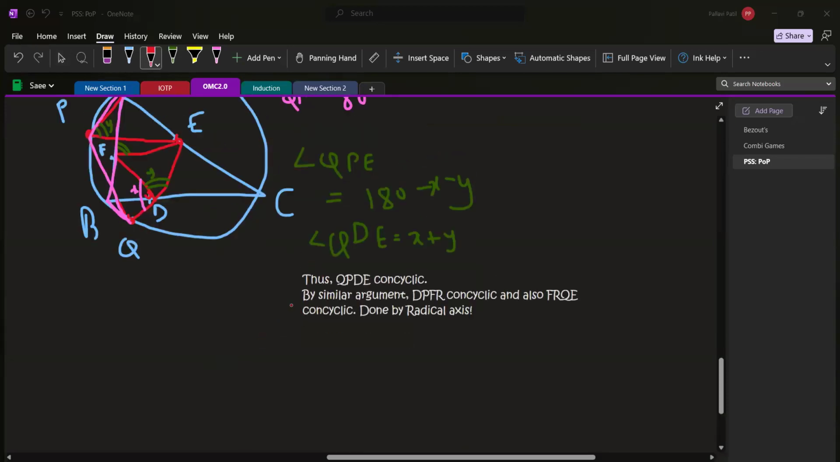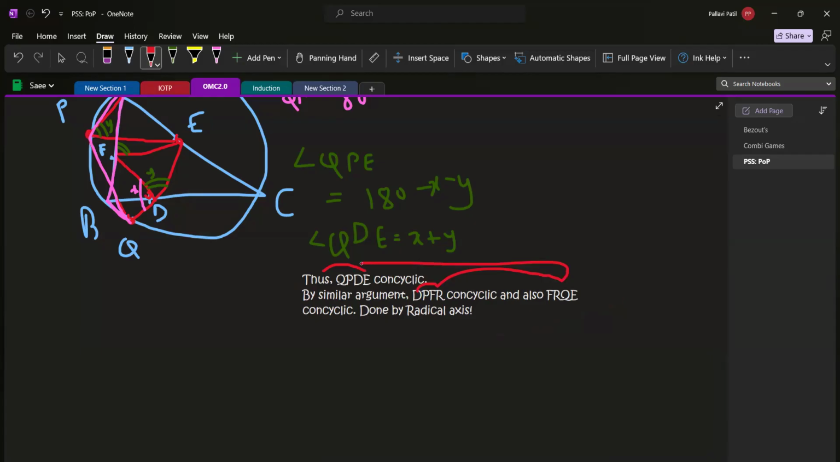Since these three are circles, you just use radical axis theorem on these three. The radical axis of QPDE and PDFR is PD. The radical axis of DPFR and FRQE is FR, and FRQE and QPDE is QE. By radical axis theorem, they have to concur at a point. So we know that PD, EQ, and FR concur. That's what we wanted to show.